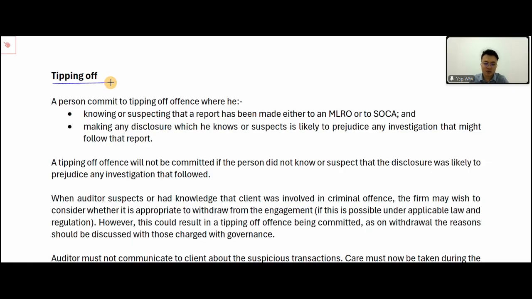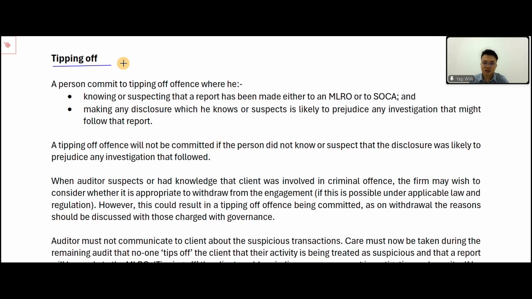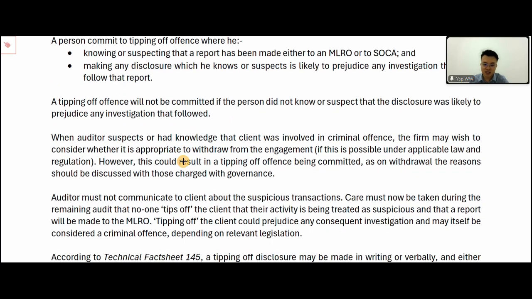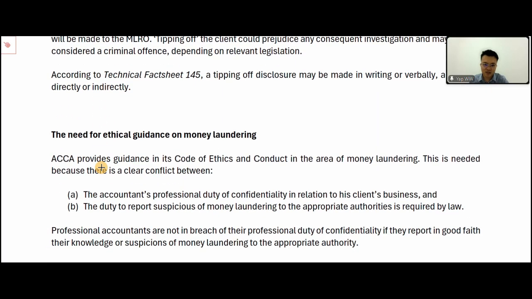Tipping off means you go and tell your client that they are under investigation, so that the client has more time to destroy evidence. Yeah, so this one will be a tipping off offense.